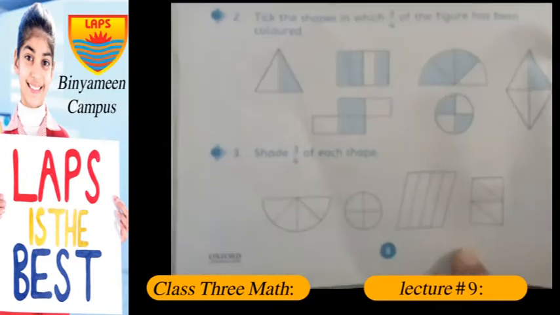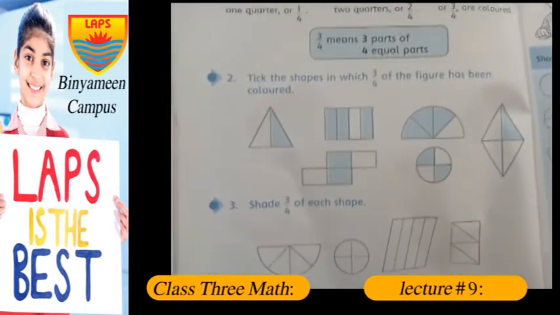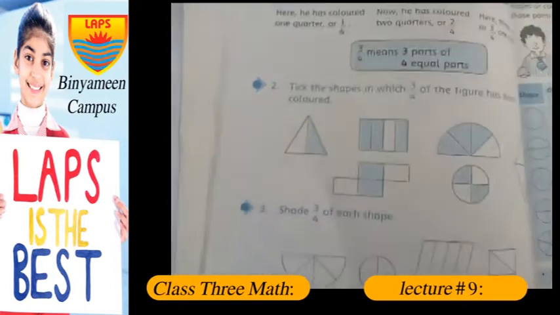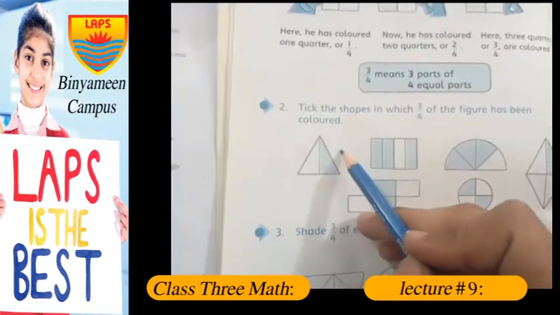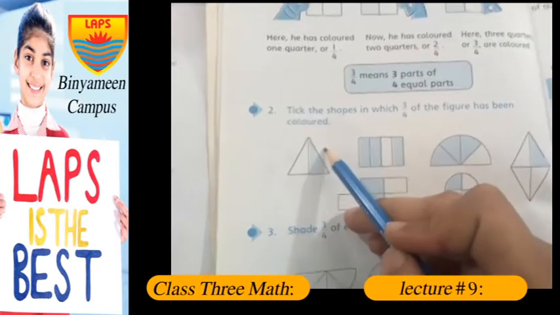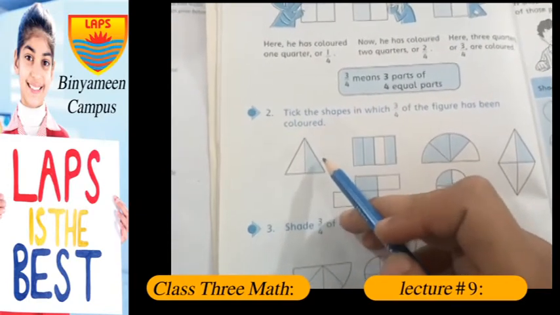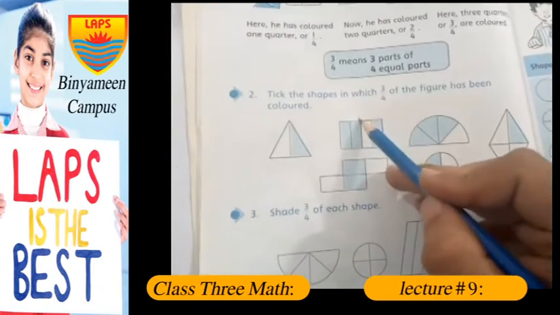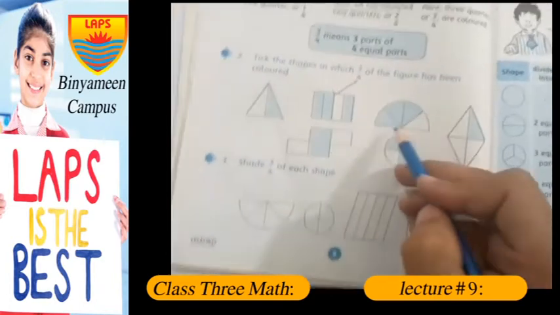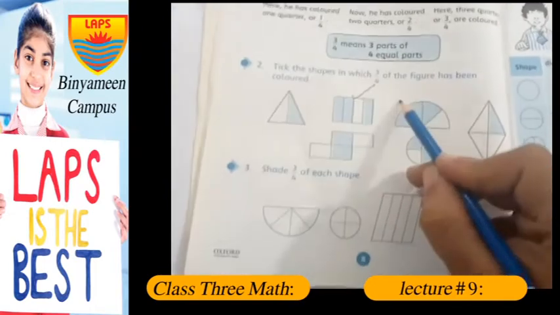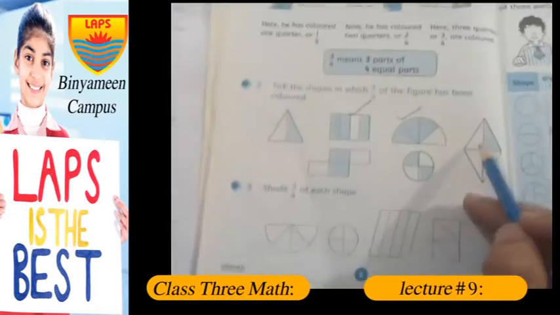Now the question here on page number 8 says tick the color in which 3/4 of the parts of the figure are colored. In the first one it only has two parts, so not 3/4 of its part can be colored. So this shape will be ticked. Now it has four parts and three of them are colored, so you have to tick this shape too.